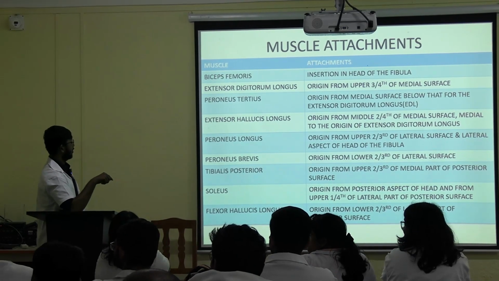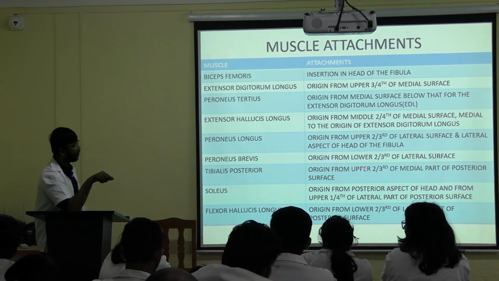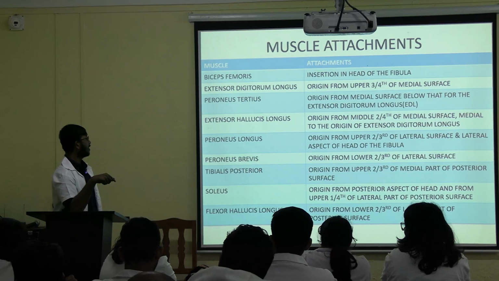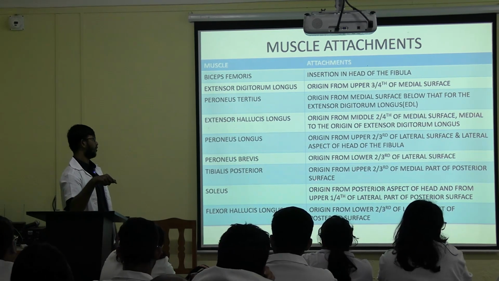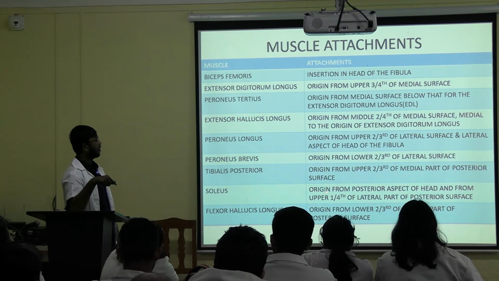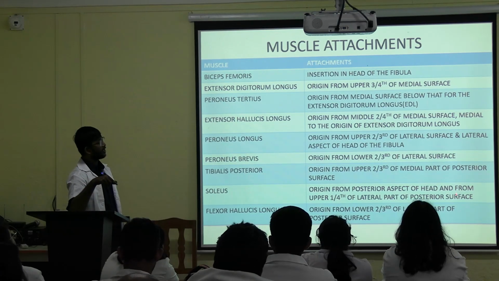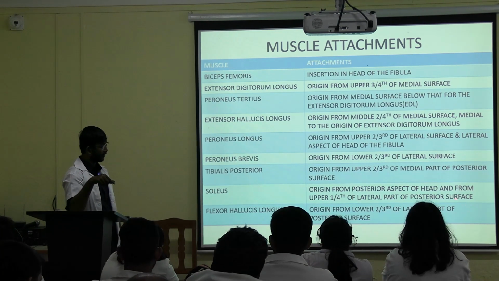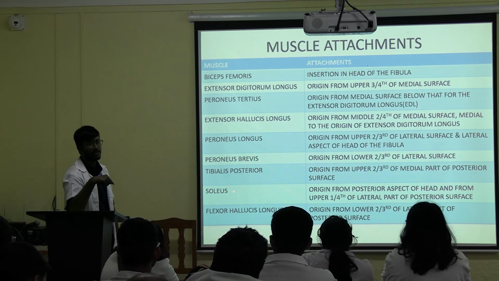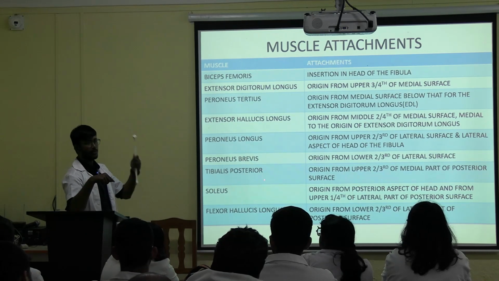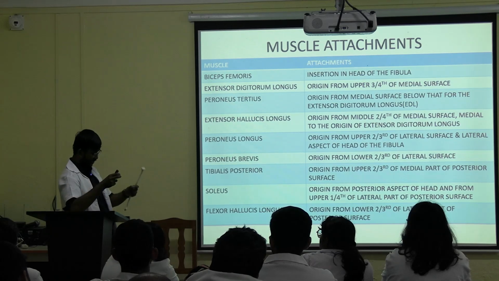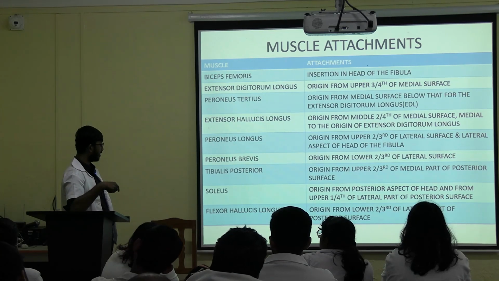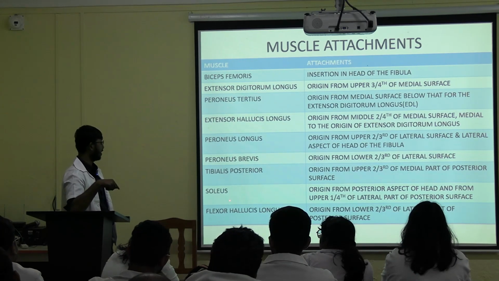So peroneus brevis originates from the lower 2/3 of the lateral surface. Tibialis posterior originates from the upper 2/3 of the medial part of the posterior surface. Soleus originates from the posterior aspect of the head and from the upper 1/4 of the lateral part of the posterior surface. It is a very important muscle actually, soleus. If you see the posterior compartment of the leg, there is the gastrocnemius muscle, and if we remove the gastrocnemius muscle, we will see this long muscle which is the soleus.